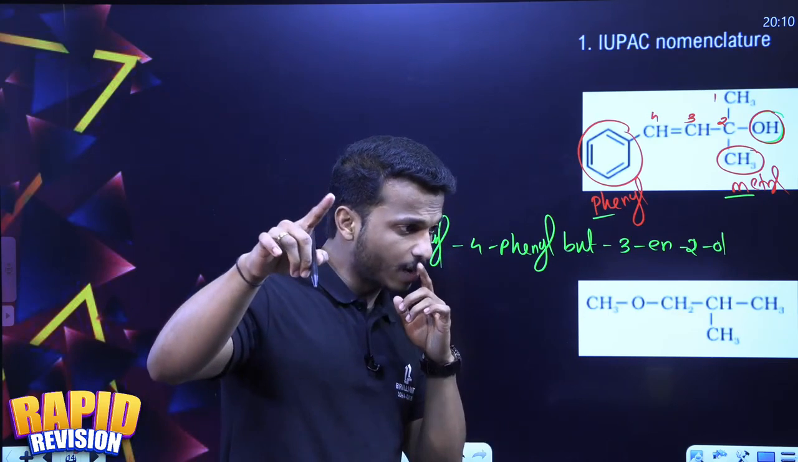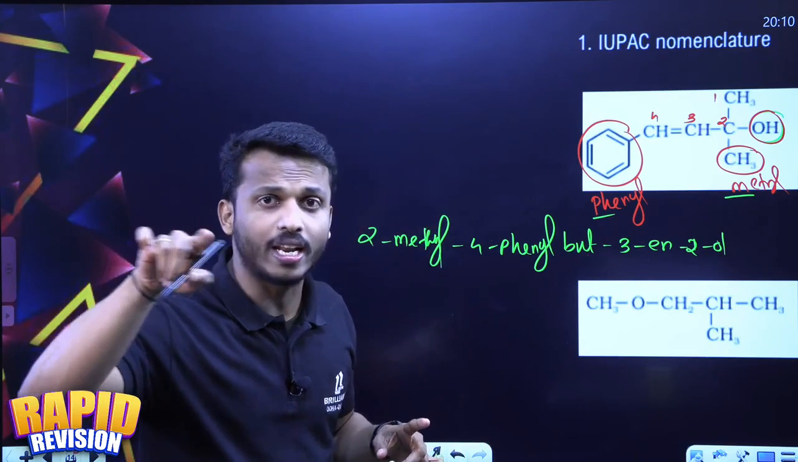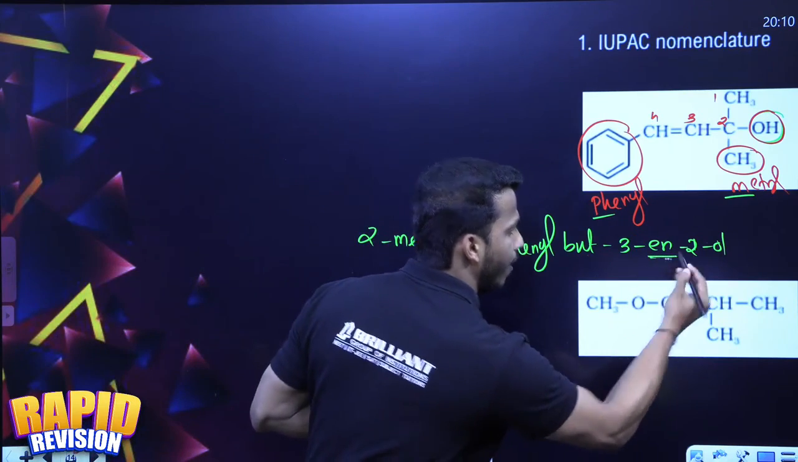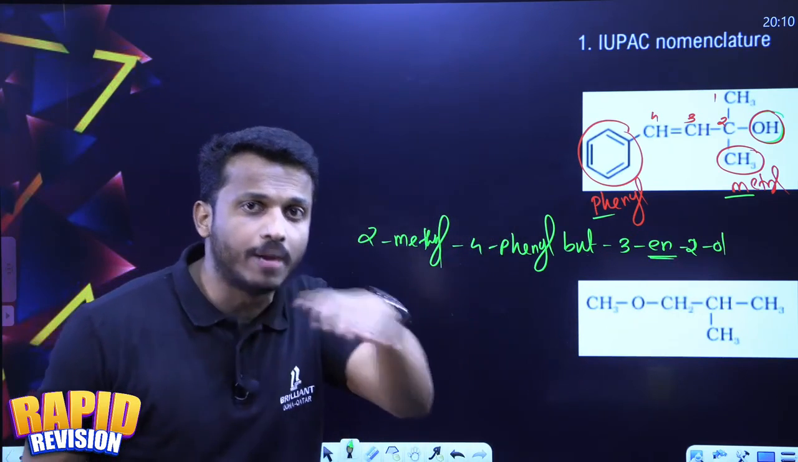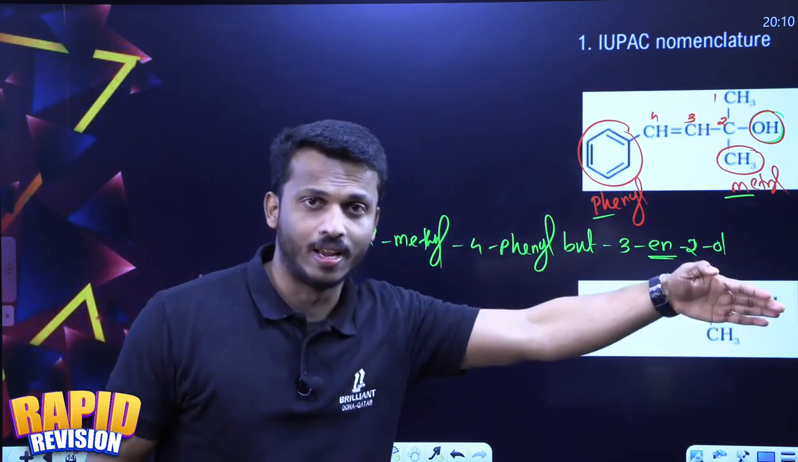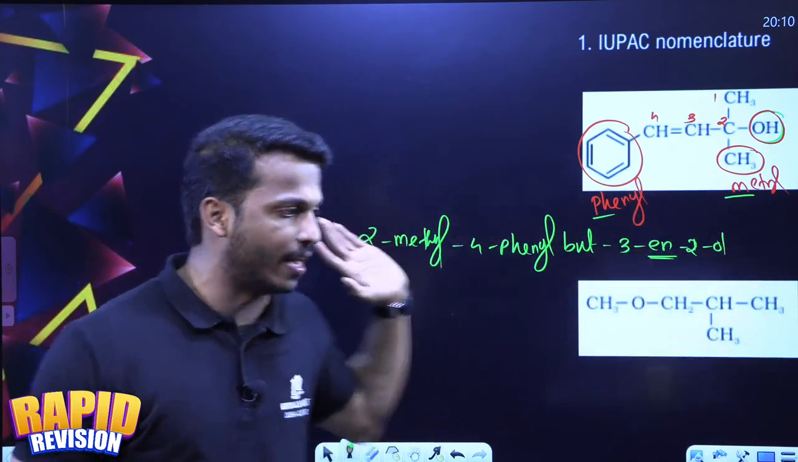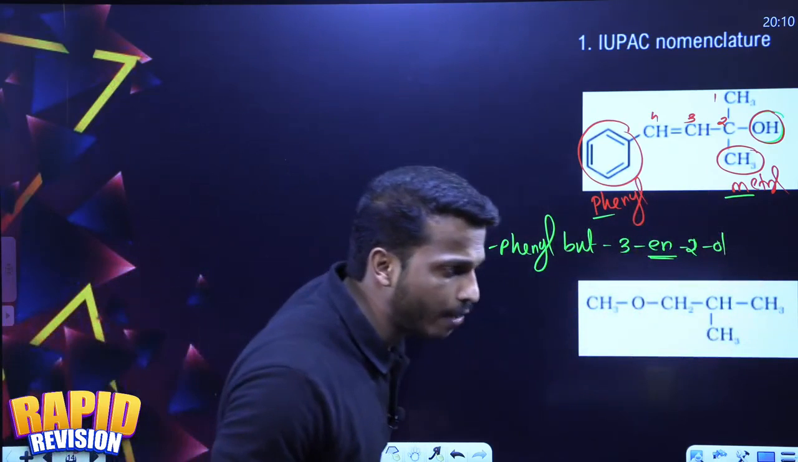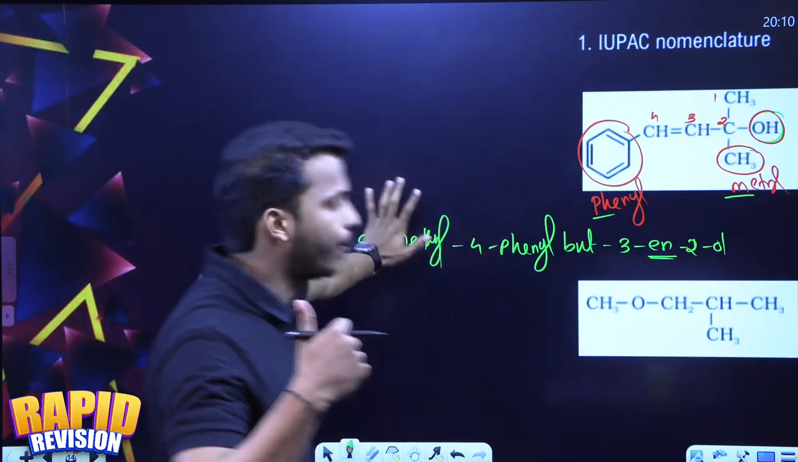Careful. Just remember, please don't write e-n-e, okay? Just stop at e-n. If ene or yne comes in the middle, please stop with en or yn. If it is ending, or it is the main group, then we can end with yne or ene. So that's the one. Be very careful, all of you. There is a chance to lose marks. Hope you are clear, dear all.